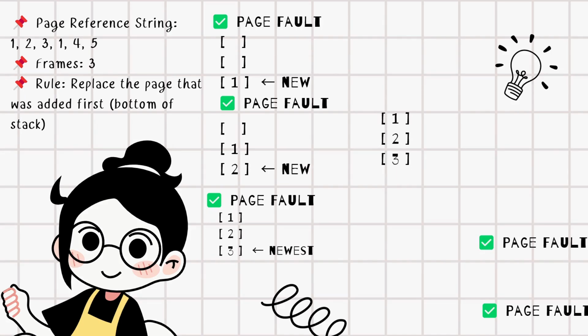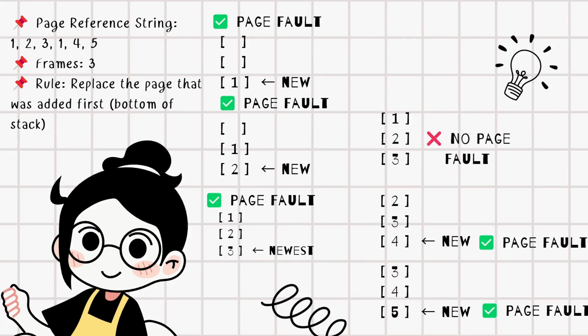Step 1, page 1 enters the memory. It's the first one in, so we get a page fault. Step 2, page 2 comes in. It gets placed above page 1. Again, a page fault occurs. Step 3, page 3 enters. Now all 3 frames are filled, another page fault.